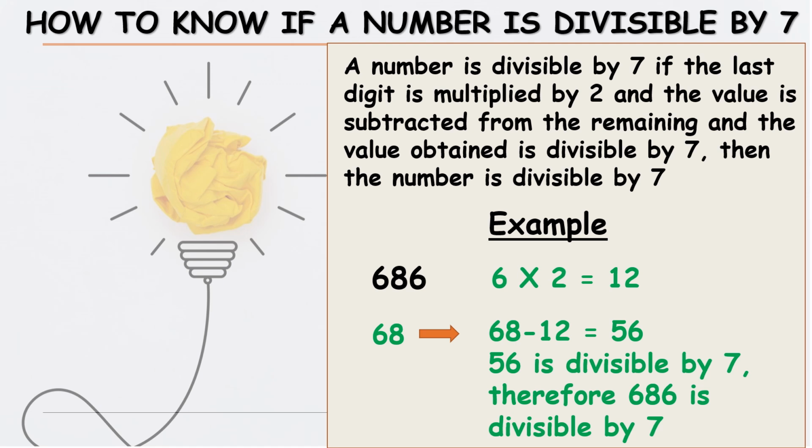I'll say it again. What is the last digit? The last digit is 6. We multiply it by 2, we have 12. We take the remaining digits, which is 68. We subtract 12 from 68, we have 56. We subject it to the test: is 56 easily divisible by 7? Yes, it is. So the entire 686 is divisible by 7.